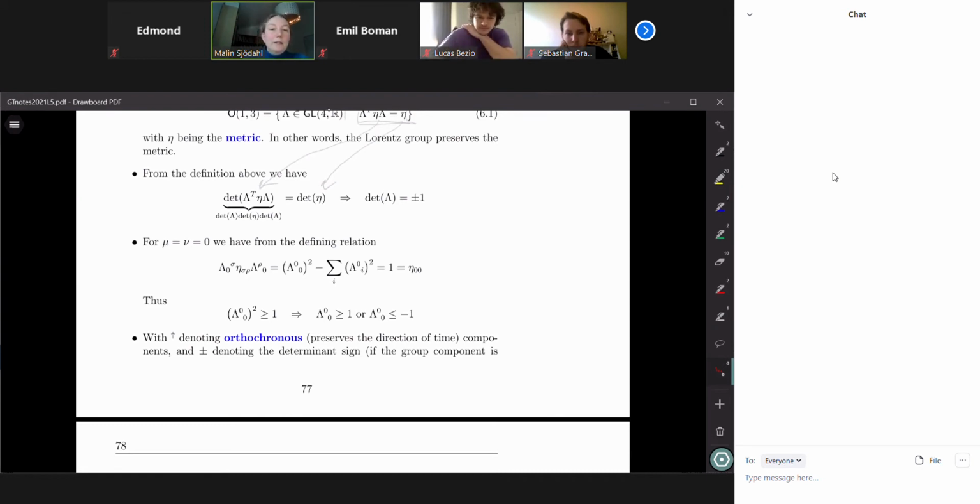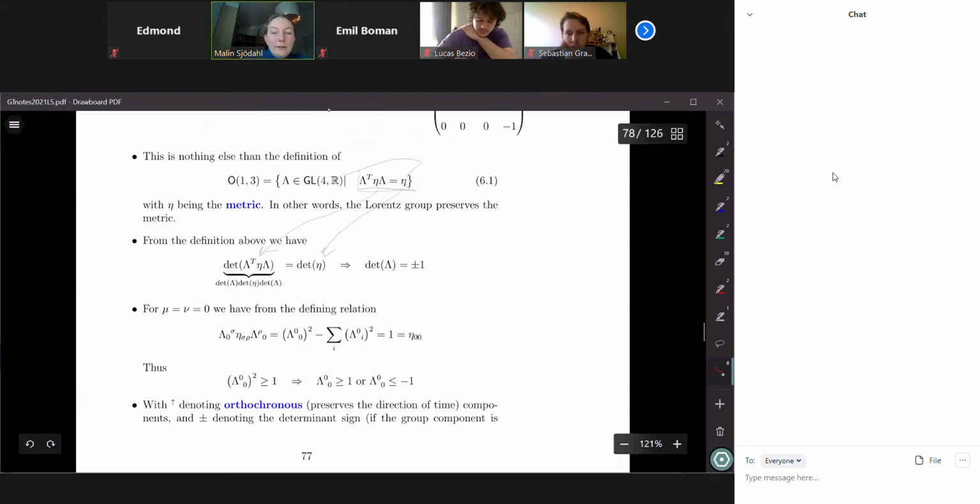Now, if we take a look at the 0,0 component of this matrix, here we have eta 0,0, so this is 1. Then we get a constraint on the components of lambda. So we here take this and we write it in component form. So we take component 0,0 of this matrix. So 0, summation index 0.